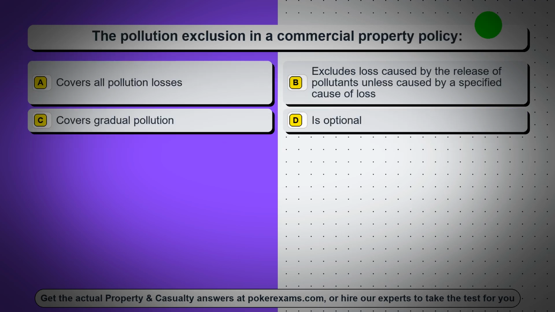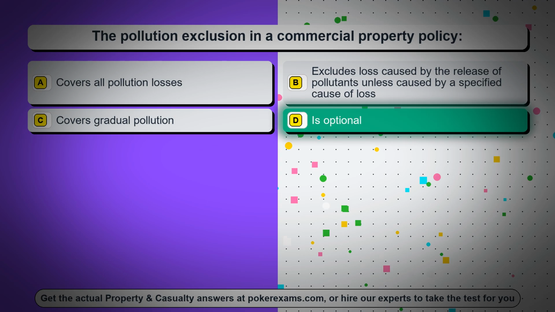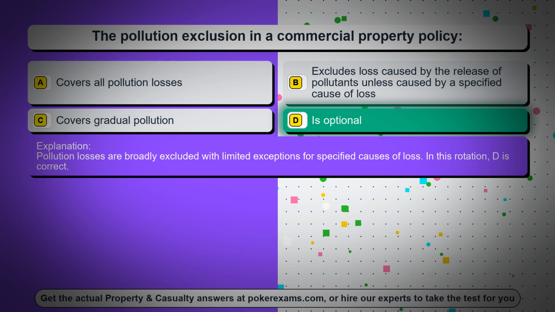Question 79. The pollution exclusion in a commercial property policy: Option A, covers all pollution losses. Option B, excludes loss caused by the release of pollutants unless caused by a specified cause of loss. Option C, covers gradual pollution. Option D, is optional. The correct answer is option D, is optional. Pollution losses are broadly excluded with limited exceptions for specified causes of loss. In this rotation, D is correct.